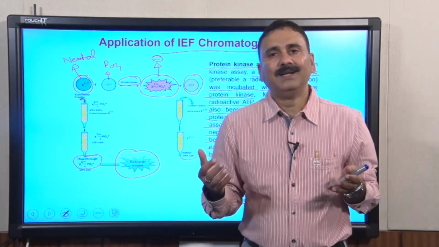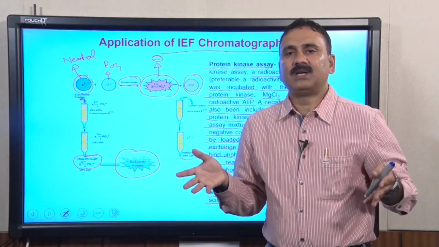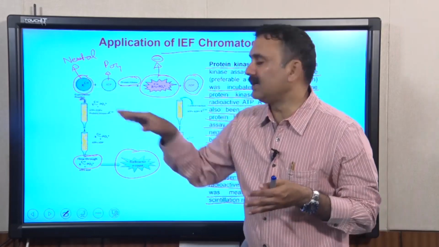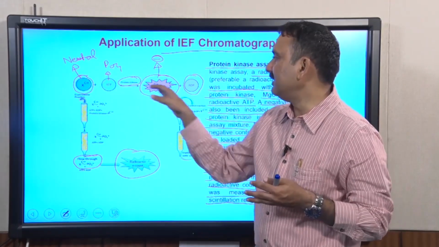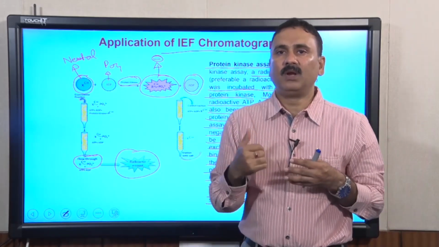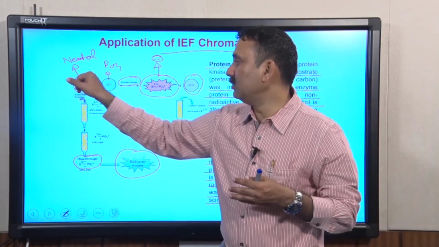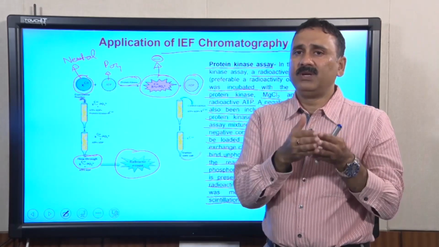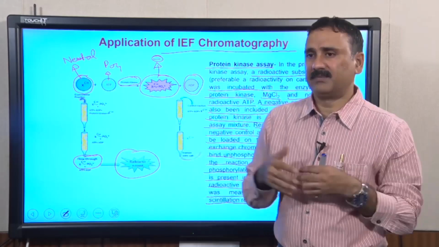The condition is that these modifications should give you a modified charge on the substrate. For example, in this case the substrate which is radiolabeled, when it gets modified by the protein kinase activity, becomes negatively charged. So, that negatively charged molecule will not bind the cation exchange chromatography, whereas the unmodified molecule is going to bind it, and that is how you are able to separate the modified substrate from the unmodified substrate.